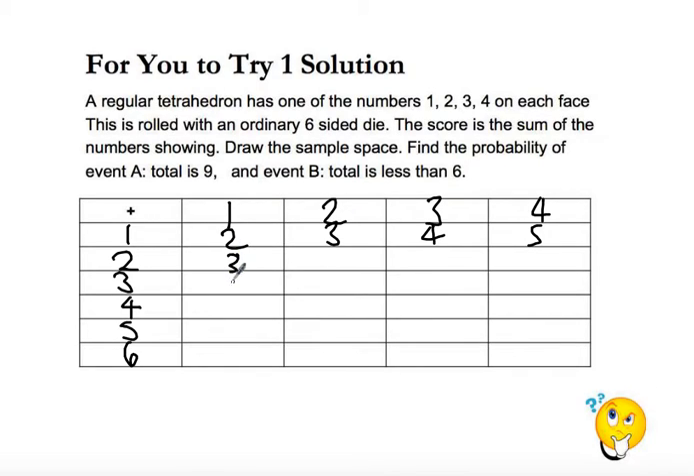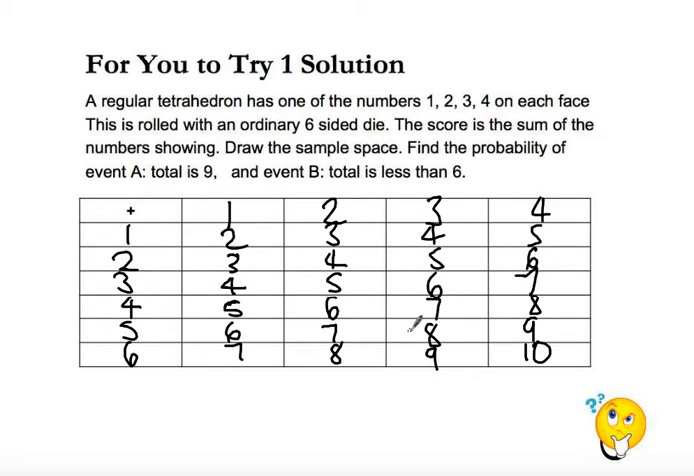So 3, 4, 5, 6, 7, 4, 5, 6, 5, 6, 7, 8, 6, 7, 7, 8, 9. See, I'm not even looking at numbers, I'm just using the patterns to work through the table.